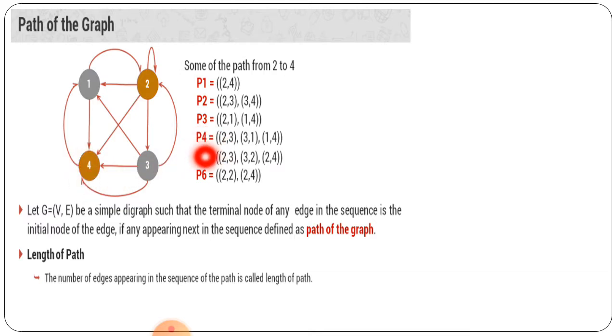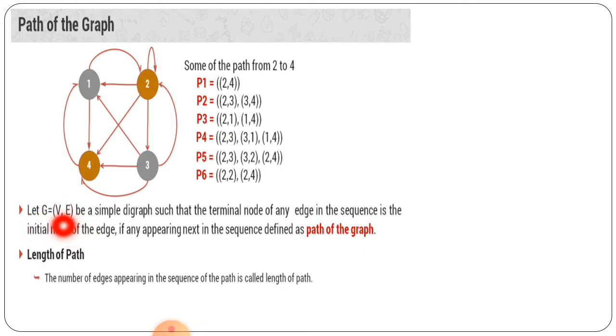Now path 4: 2 to 3 and 3 to 1, then 1 to 4. Then path 5: 2 to 3, 3 again to 2, and 2 then to 4. Then path 6: 2 to 2, and 2 to 4. The self loop at 2 is given here, then directly 2 to 4. So this is path 6. These all are the paths that we can follow to reach from 2 up to 4.